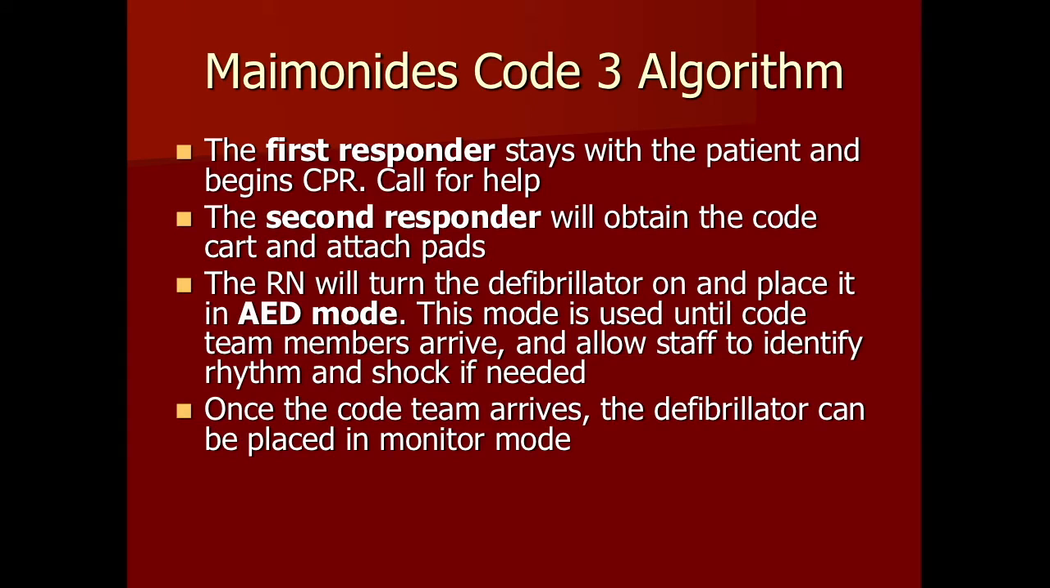The Maimonides Code 3 algorithm: if you're the first person finding the patient unresponsive and pulseless, then you are to stay with the patient and begin CPR. You will additionally call for help, whether you need to shout out to your colleagues or call the operator, and additionally get the code card. The second responder will obtain the code card and attach the pads. The RN will turn the defibrillator on and place it in AED mode.